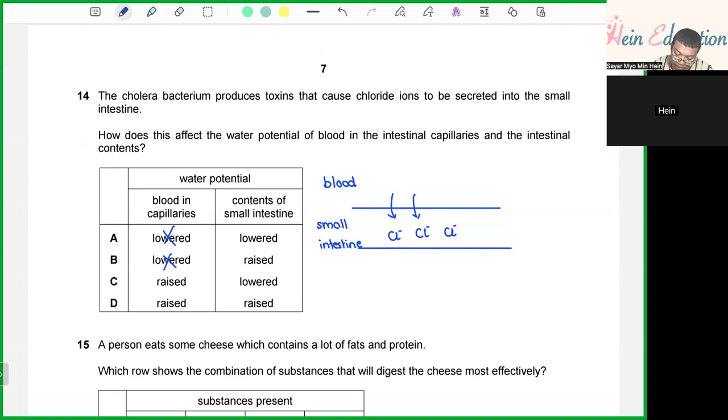And the content of the small intestine. So when there is a lot of chloride ion in the small intestine, the content will become concentrated, meaning that there will be a lower water potential. So the correct answer is C.